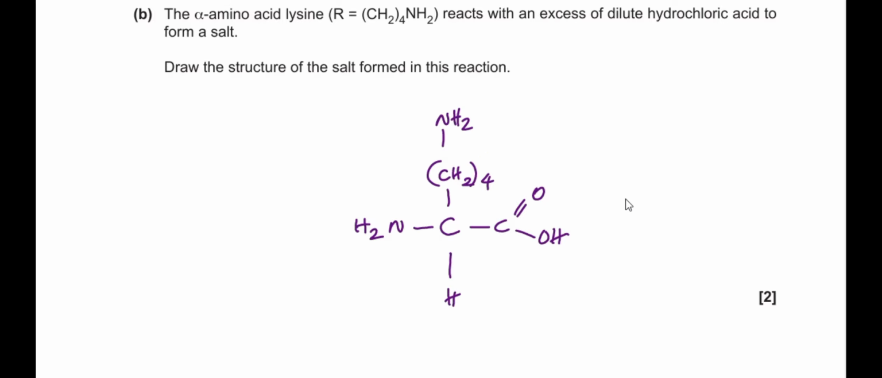When excess dilute hydrochloric acid is reacting with it, it's going to react with the base groups in this compound to form the salt. Therefore, both the NH2 groups will be taking one proton from the hydrochloric acid to form NH3 here. So NH3 positive and NH3 positive here. And since it is a salt, we should also draw the chloride ion side by side.